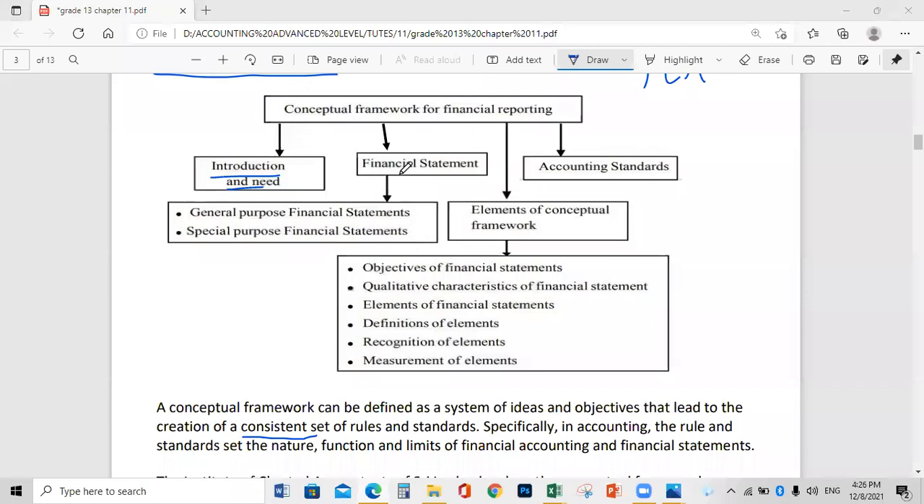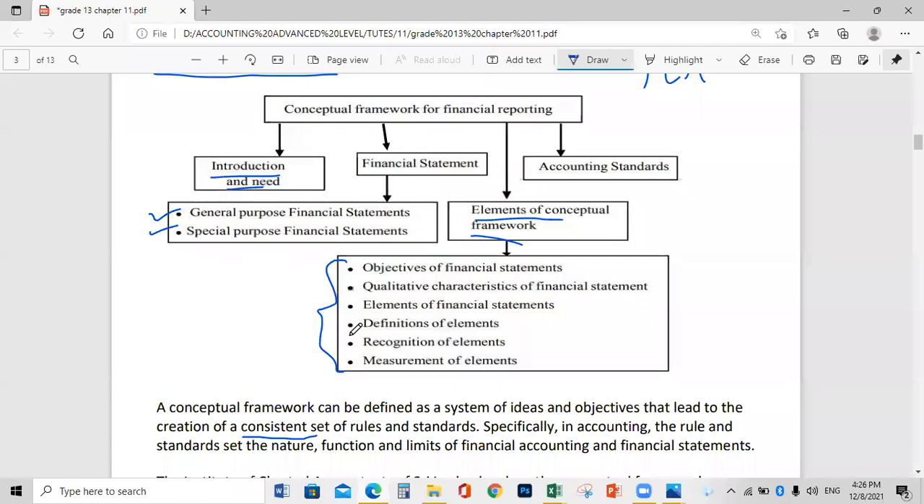Then, guys, you have to know there are two types of financial statements, general and specific. Even in grade 12, first chapter, we studied this. General purpose financial statements and specific purpose financial statements. And you're going to study today the elements of the conceptual framework. This is the important part which you're going to study, the elements.